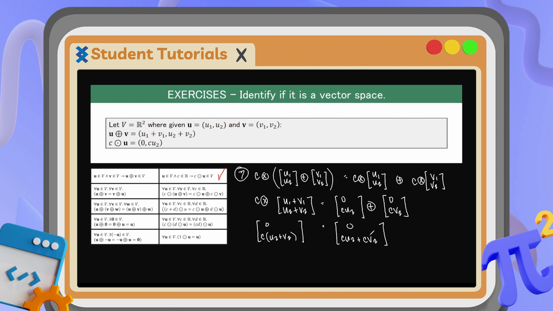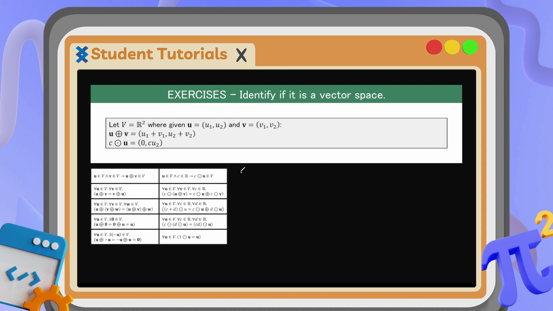Now notice that this side of the equation, c times (u2 and v2), is actually equal to distributing c to v2 and u2, which means that these two are actually equal. Therefore, it satisfies property number 7, left distributivity of scalar multiplication. So, we've now satisfied 7 properties of the vector space.